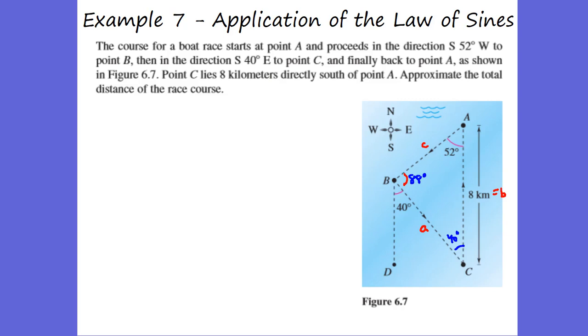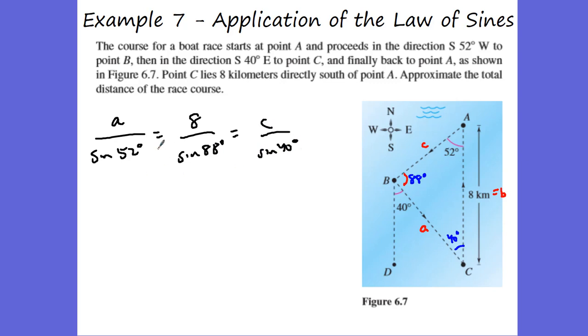Okay, so let's see what we have. Side A, I don't know what side A is, but I know angle A is sine of 52 degrees. Side B I know is 8 over sine of 88 degrees. And side C, I don't know what side C is, but we know sine of 40 degrees. Okay, so I'm going to do a little bit of law of sines here, cross multiplying 8 times sine of 52 divided by sine of 88, and that gives me a side of 6.3.